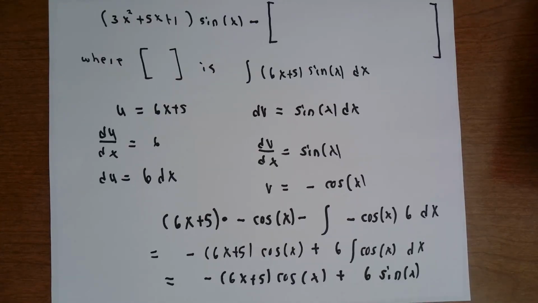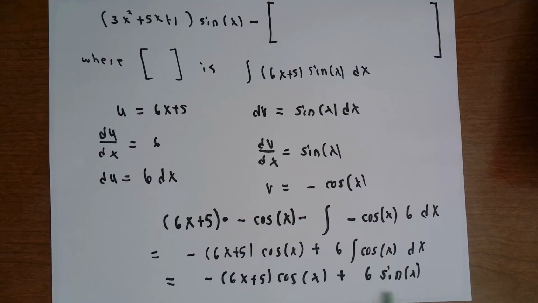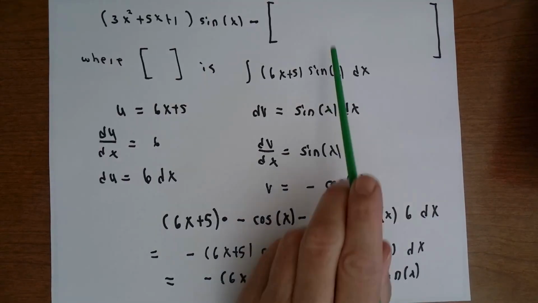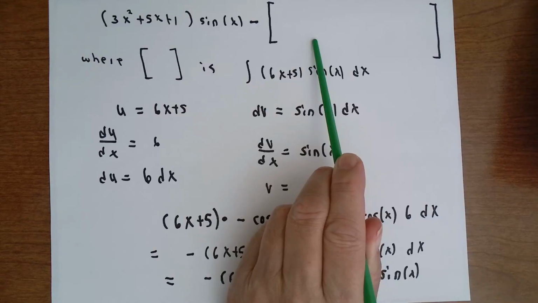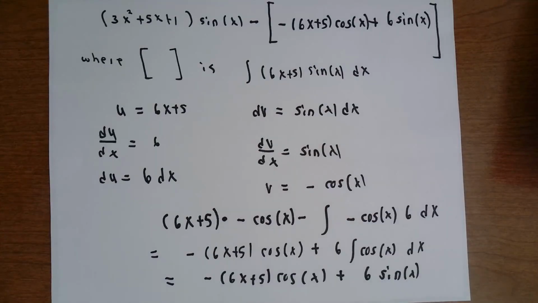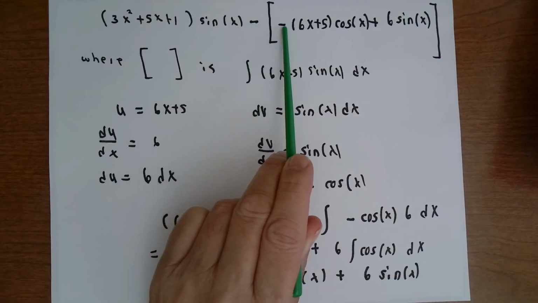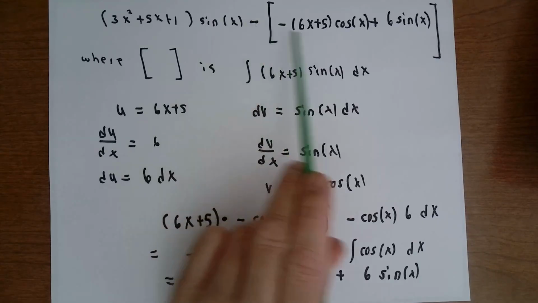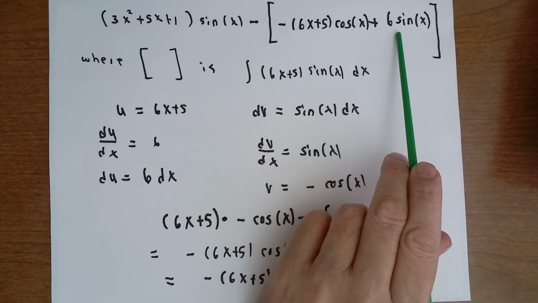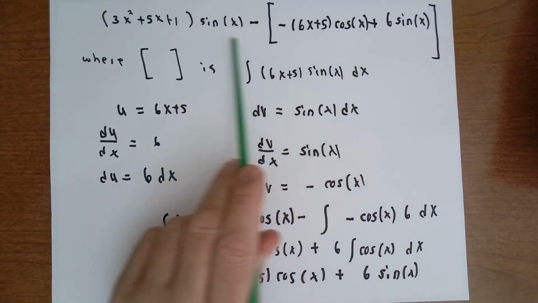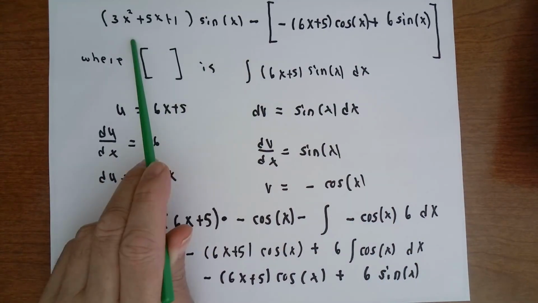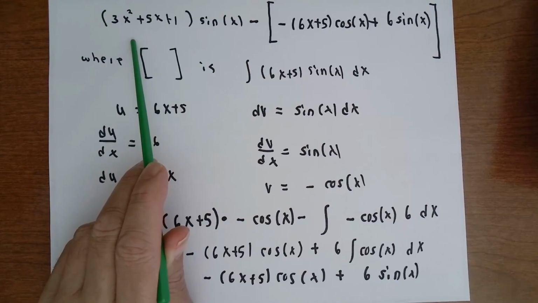This is the integral of 6x plus 5 multiplied by sine x dx. This is what I'm supposed to put inside the brackets here. There's going to be some more of this. Minus minus is plus. Also, I will have minus 6 times sine x, which I will eventually combine with this first term. Then, adding on the constant of integration, I'll be done.